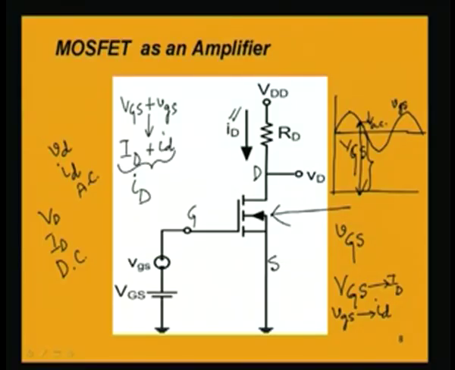So, at this point we are having a combination of both DC and AC, as there is no capacitor etc. to block the DC component. So, we are having both the DC and AC present here.